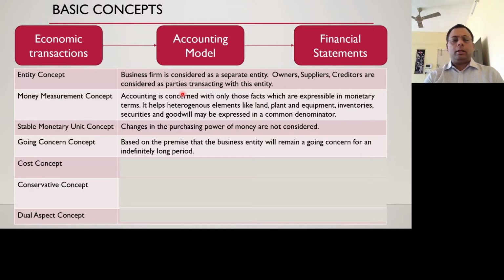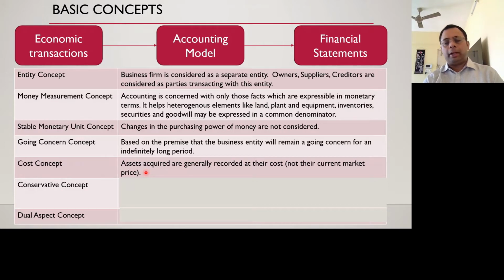The next concept is the going concern concept, which says that when an entity is created, it is considered that it will stay alive throughout its lifetime. It's not going to close in a few years. Then the cost concept says that all transactions are generally recorded at their cost value and not at their current market price. It is basically applied to assets, so assets are recorded at their cost.